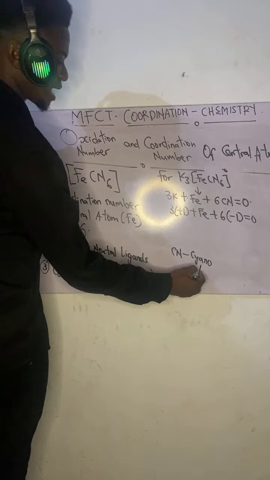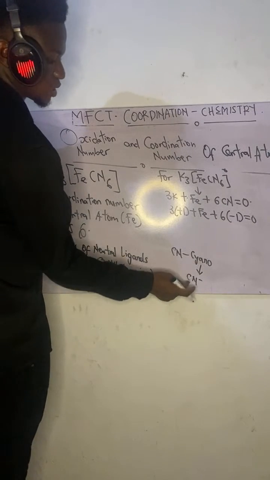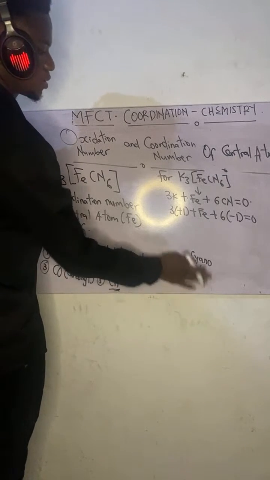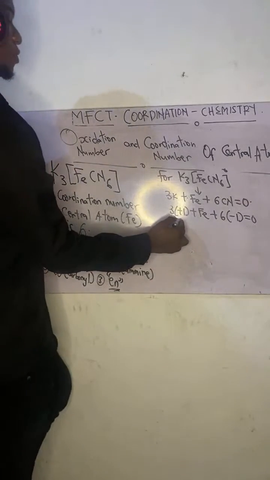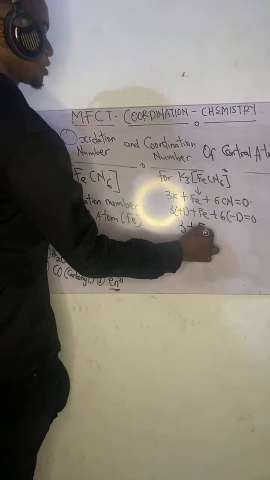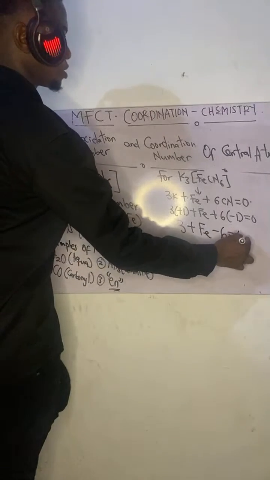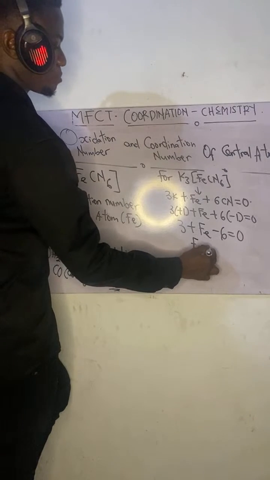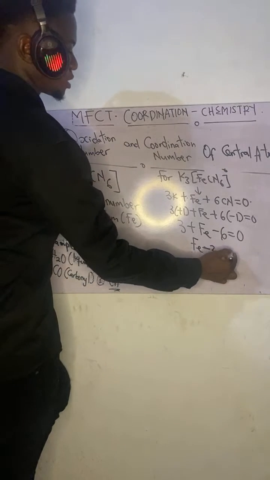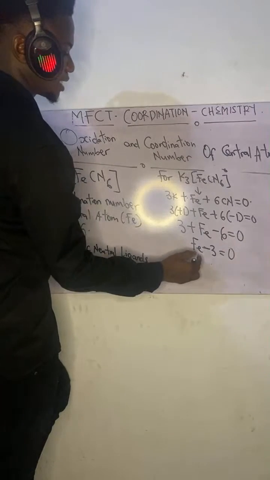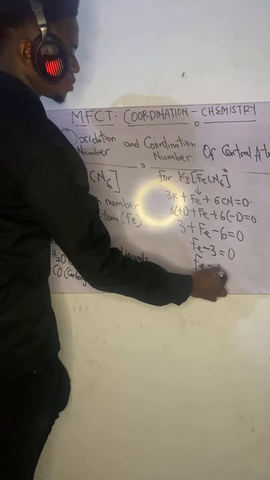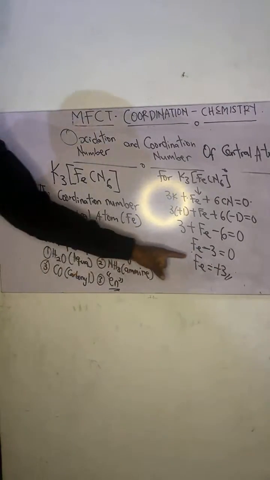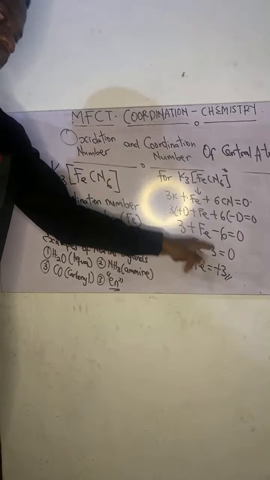You have to know that CN stands for cyano, and it is coming from cyanide, which is CN minus. The oxidation number of CN is minus 1. Please notice very well, the oxidation number of CN is minus 1. So this one will now give us 3 plus Fe minus 6 equals 0. Now what is 3 minus 6? That is minus 3. Then this will be Fe minus 3 equals 0. If this minus 3 goes to the other side, then Fe equals plus 3.